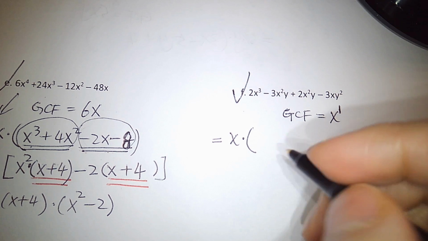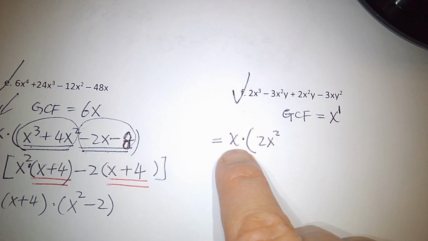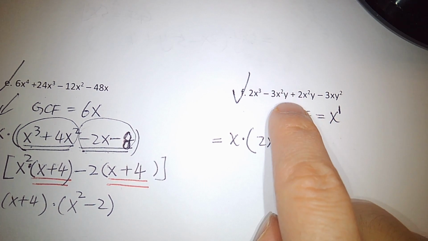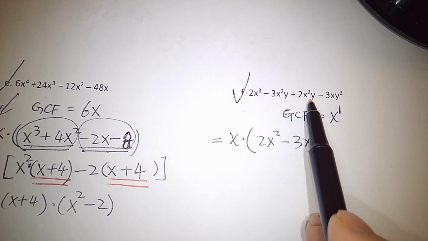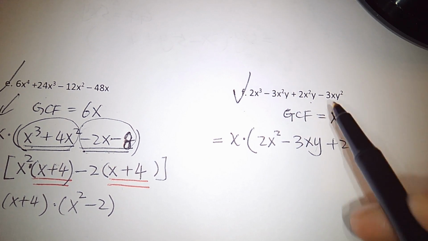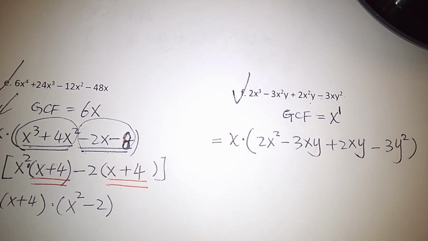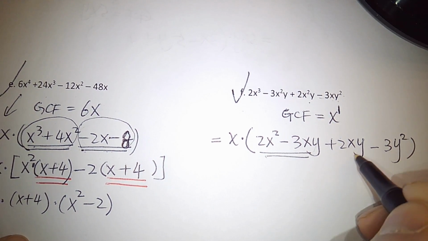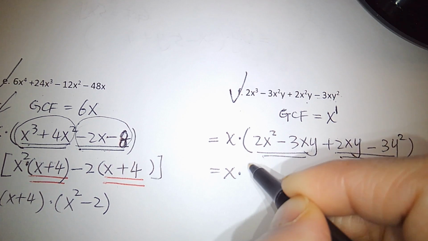2x cubed divided by x is 2x squared. Negative 3x squared y divided by x is negative 3xy. Plus 2x squared y divided by x is 2xy. Negative 3xy squared divided by x is negative 3y squared. In order to factor these 4 terms, so far the only way we know is grouping. So from these 2 terms, let's see whether we can find any common factor.